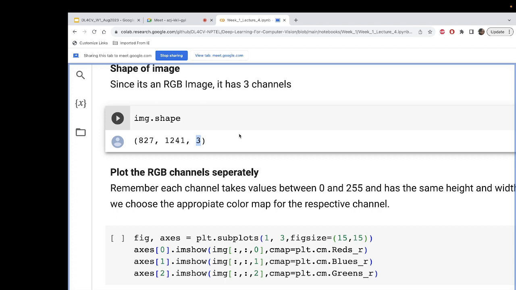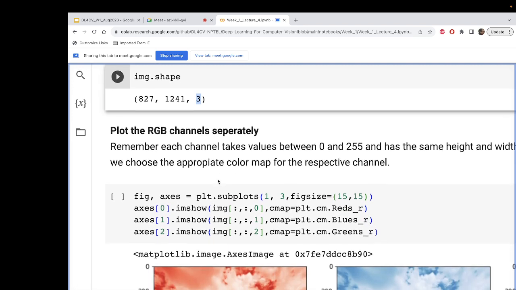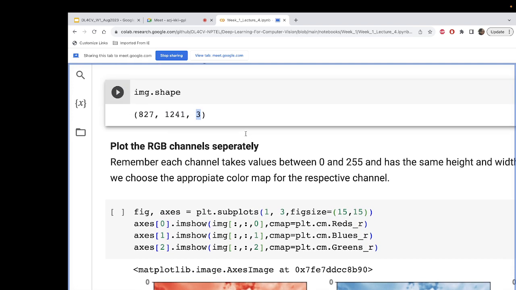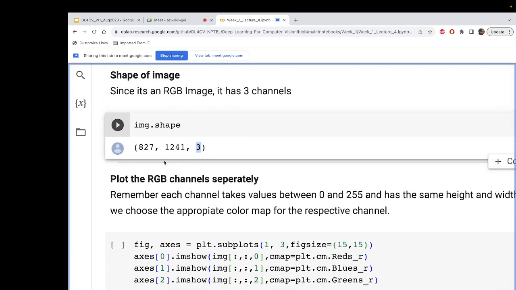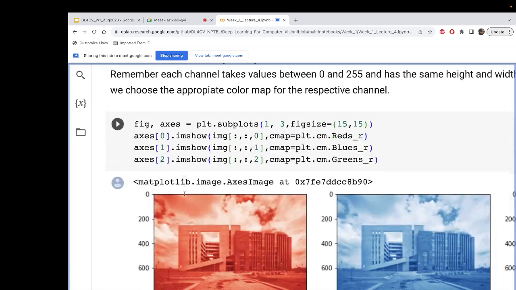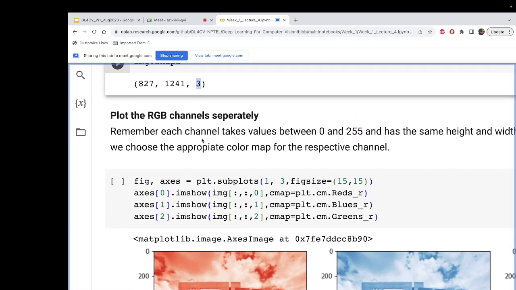So the channel dimension can vary. This ordering of height, width, and channel varies from library to library. If you want to use some other library like OpenCV or PyTorch to open your image, just check where your channel dimension is, and otherwise you'll start making mistakes. Right. So why is this three here? Because we represent color images using red, green, and blue channels.